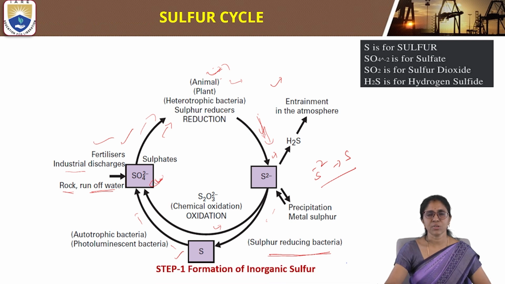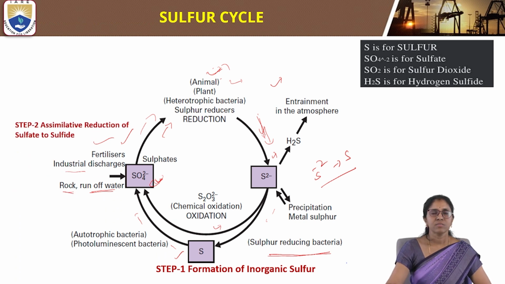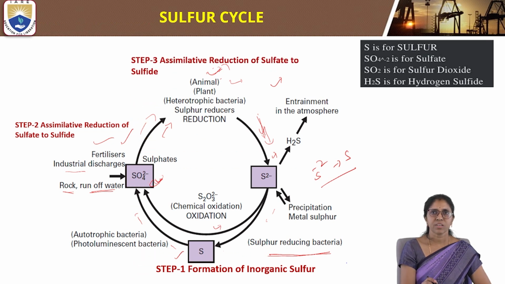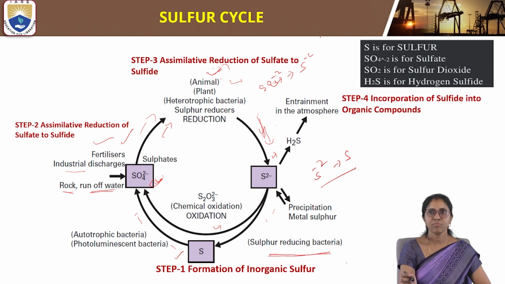This is step 1, formation of inorganic sulfur. In this step 1, the organic sulfur is converted into sulfate. In step 2, sulfate ions are converted into sulfur. In step 3, these sulfur compounds are converted into sulfide. In step 4, these sulfides are converted again into sulfur. So this is the cycle of sulfur.